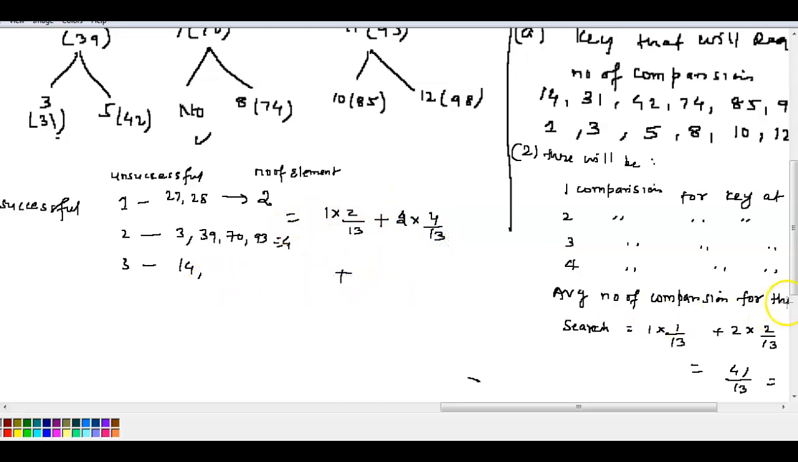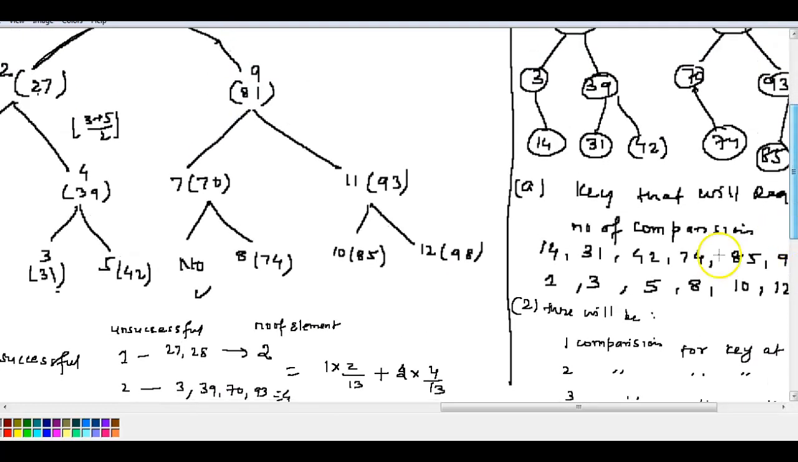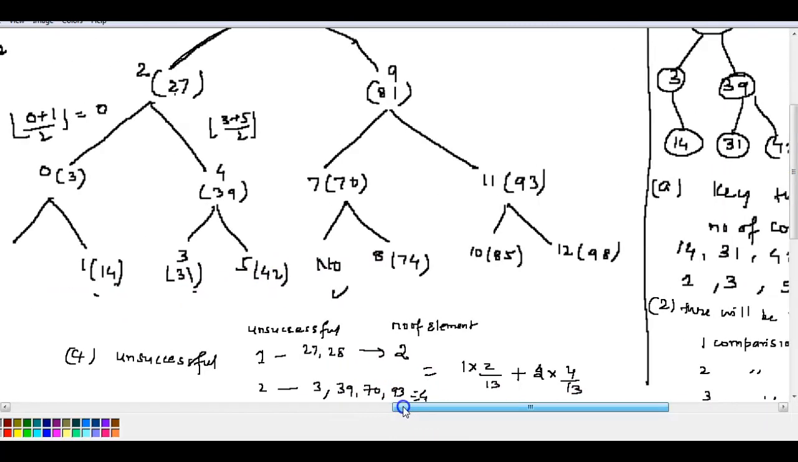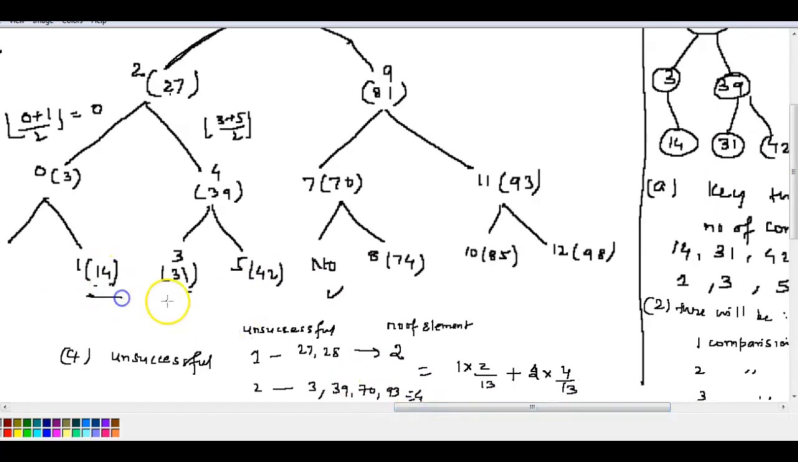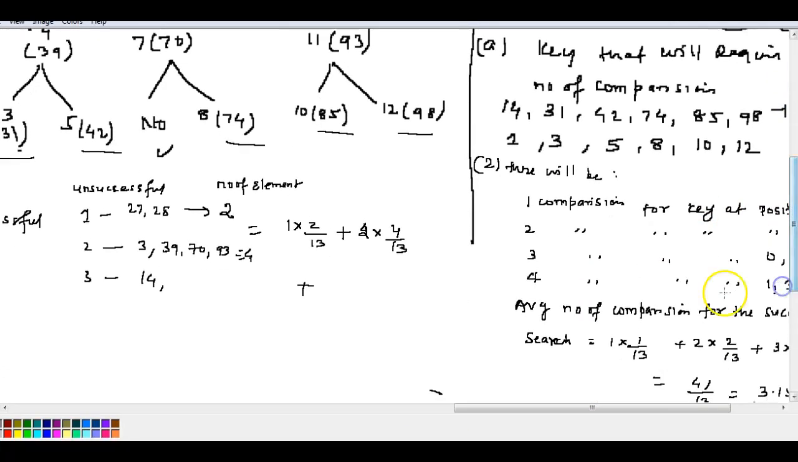Plus similarly for 3 unsuccessful. This one it came here how much? 14, 31, 1, 2, 3, 4, 5, 6. Right? So you can write it here. This total elements in this one is what? 6 here. So 6, this 3 into 6 by 14. So you can find this one here. This is the unsuccessful search.